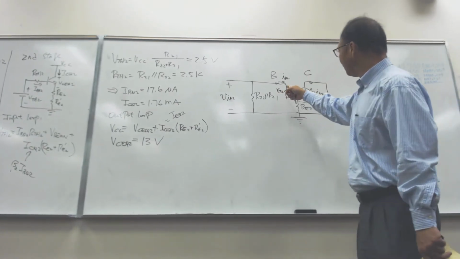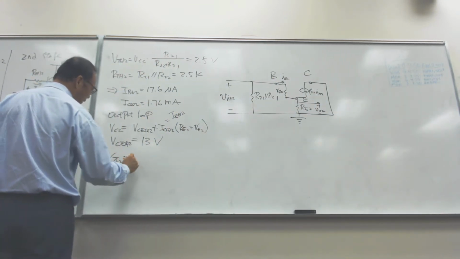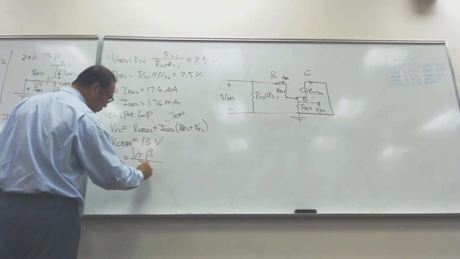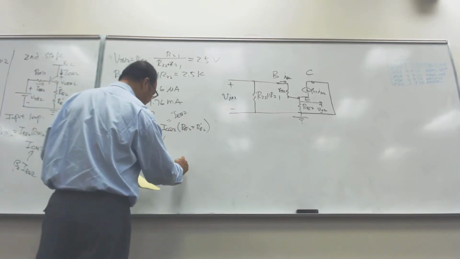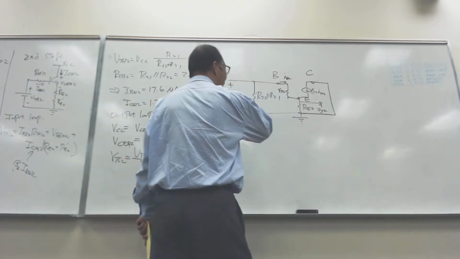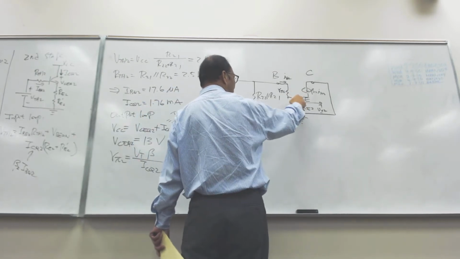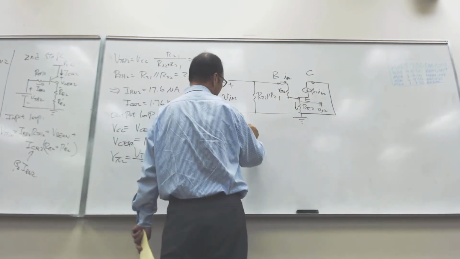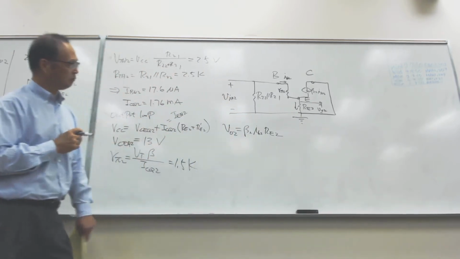Now there's a component in the circuit you have to calculate, which is R2, right? And the formula for R2 is VT beta over ICP. Okay, so I have 1.5K for R2. All right, so now VO2 is equal to, there are two currents, right? But this current is smaller than that, so it's beta 2 IB2 times RE2.